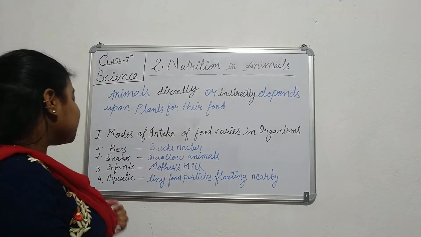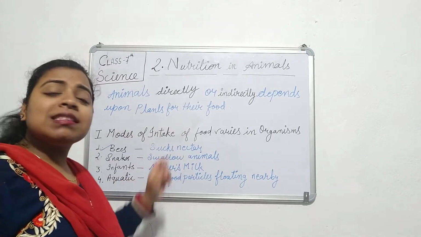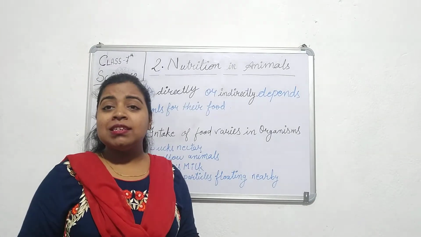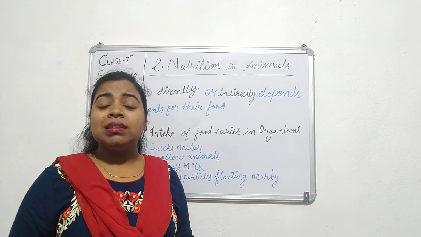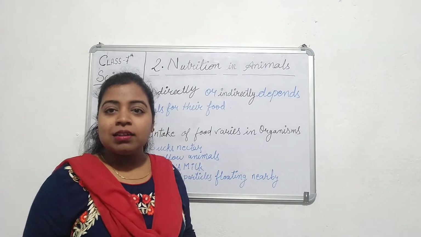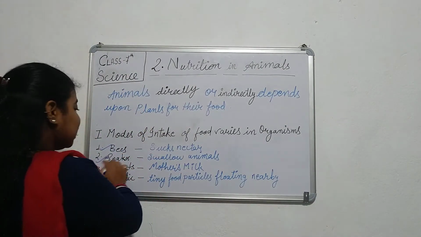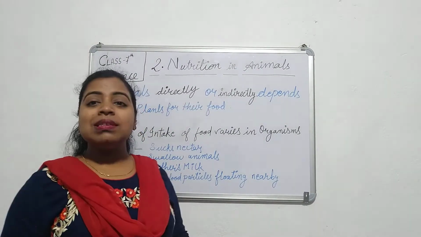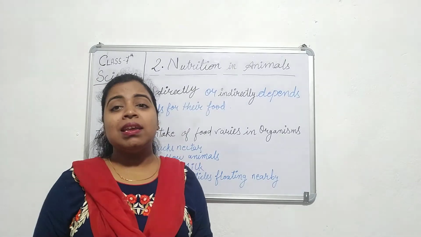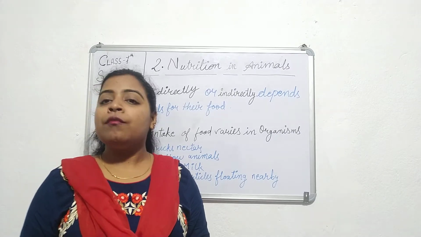See here, first, bees. Bees suck nectar. How do bees intake their food? They suck the nectar. What is nectar? Nectar is the sweet juice of flowers. Next is the snake. Snakes swallow animals. How does a snake intake its food? They directly swallow up their food.